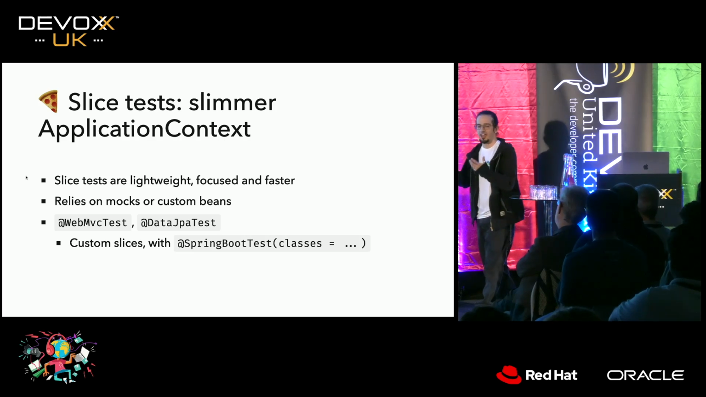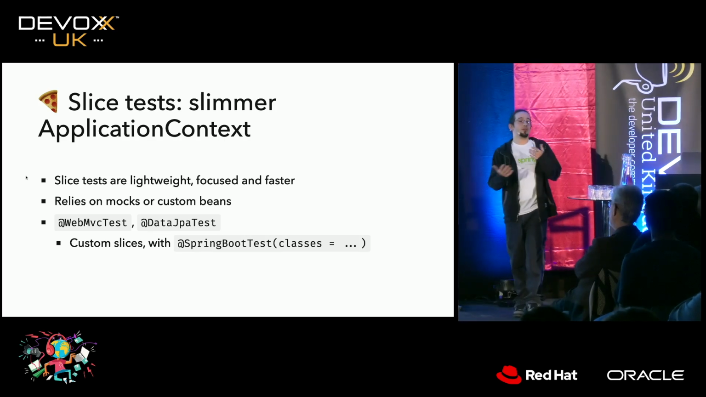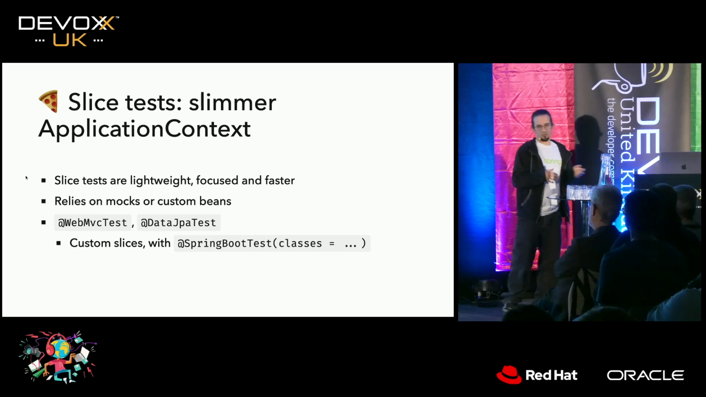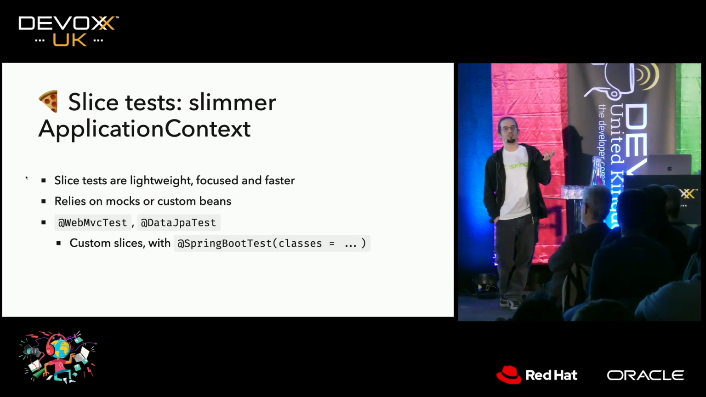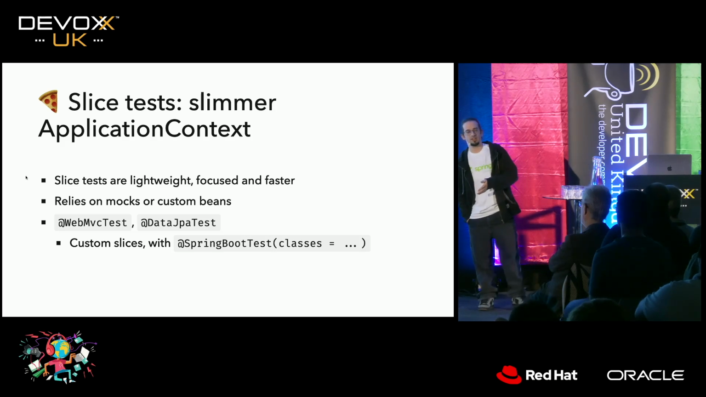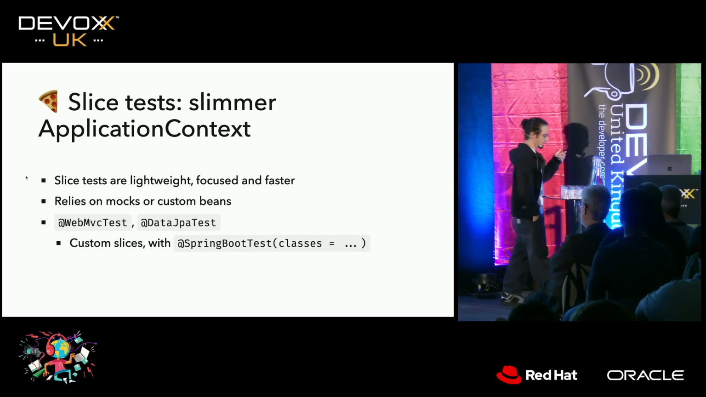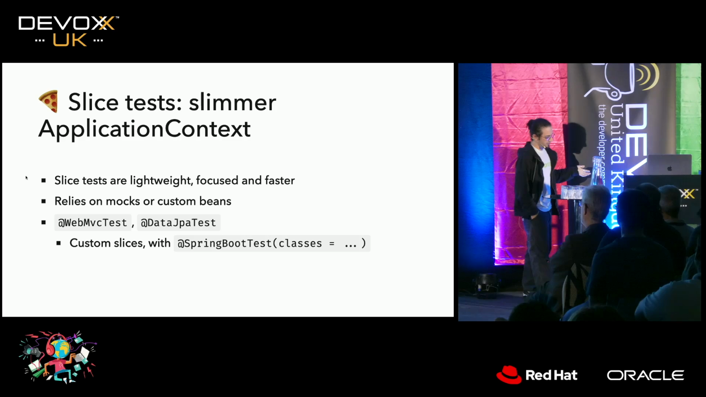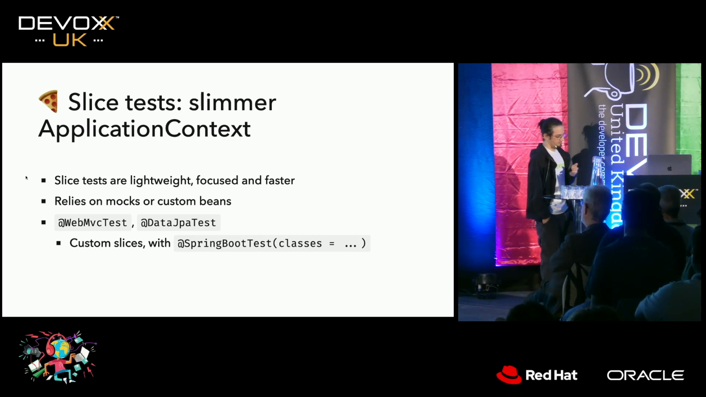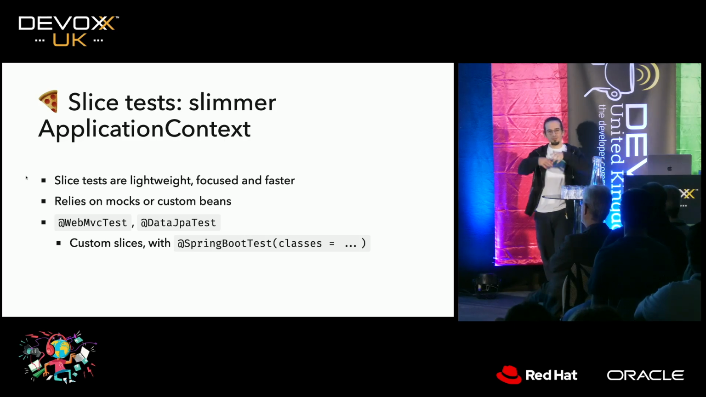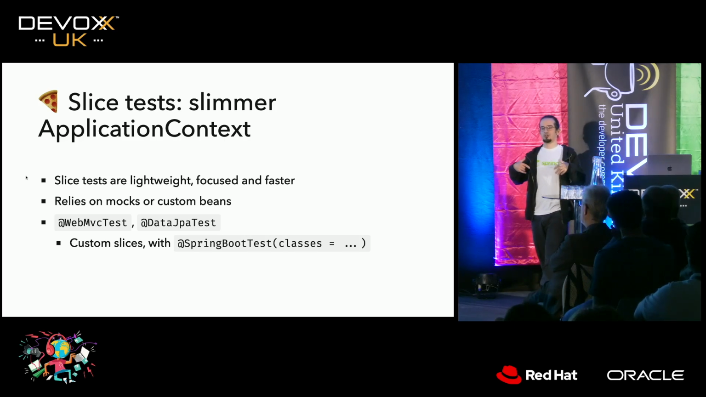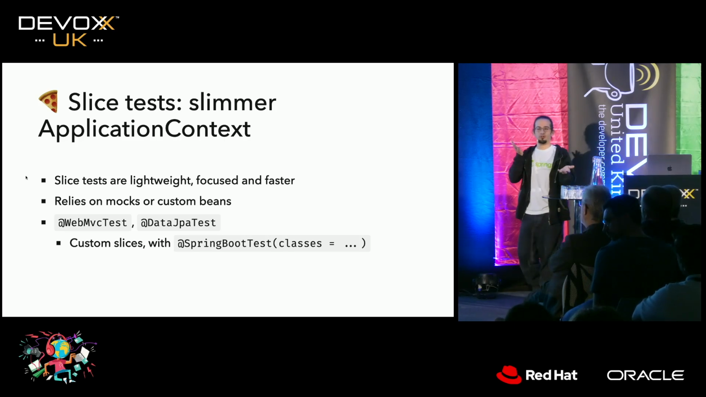But if you have 1,000 slices, and they're all different because you only test one controller and you only provide one mock bean there, then you have 50 milliseconds times 1,000, so that's 50 seconds, right? And if your slices are bigger and they take, I don't know, 500 milliseconds, then now you have 500 seconds. So having many slices is not necessarily a good approach. It really depends on trade-offs.